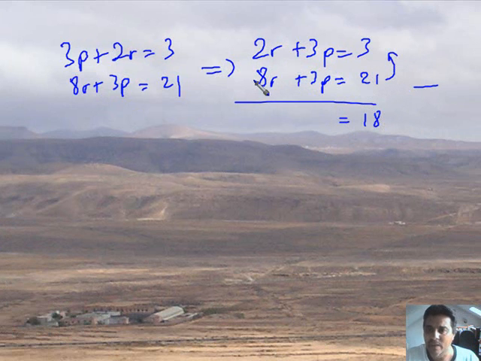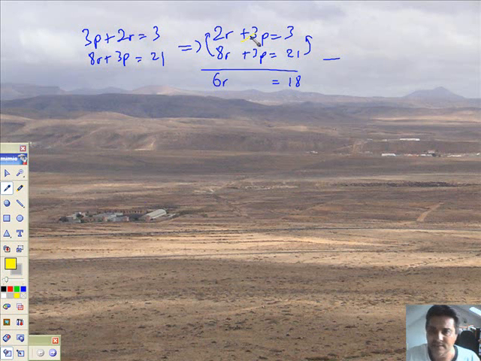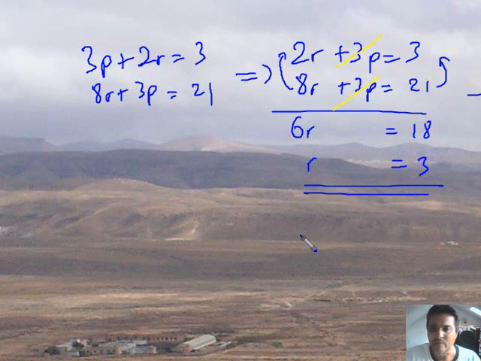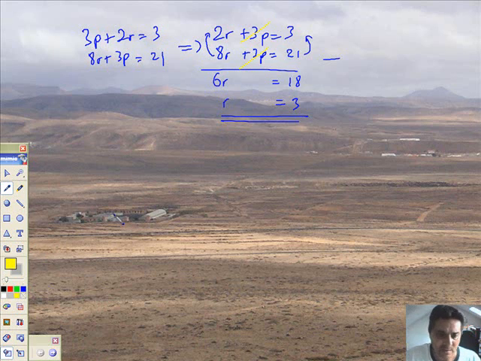Of course 8r take away 2r is going to be 6r, and look at this, 3p take away 3p, there is no 3p, they've gone. So what we're left with, 6r is 18, from which r is going to be 18 divided by 6, r is 3. Done. Let's substitute this somewhere. So I would take this r and maybe put it right there.